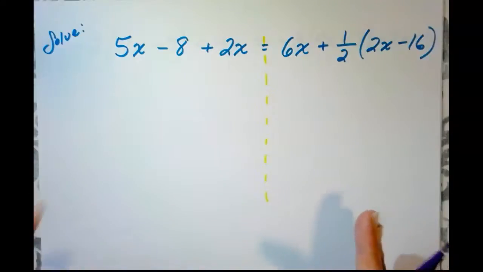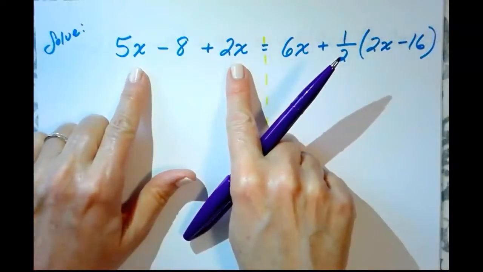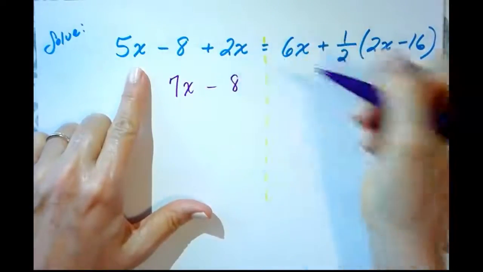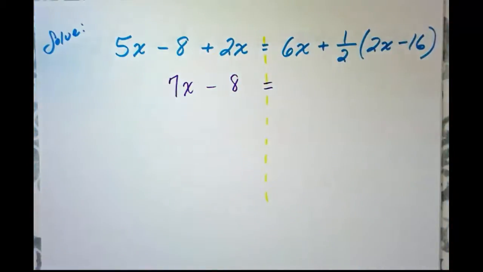On the left-hand side, we have some like terms. 5x plus 2x is 7x minus 8. There we go. There's our left side simplified. The right-hand side needs to be simplified.